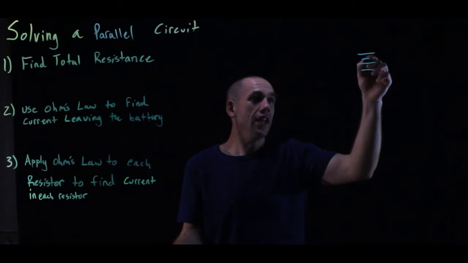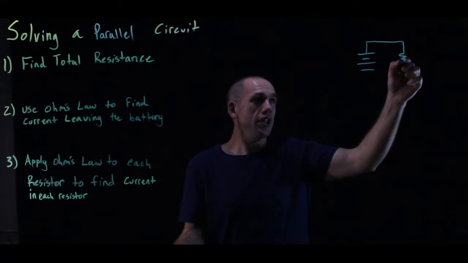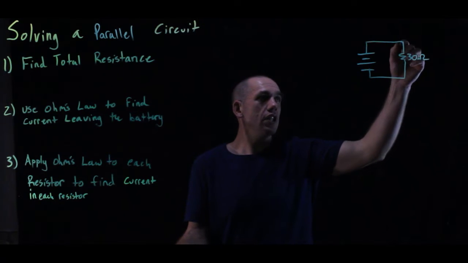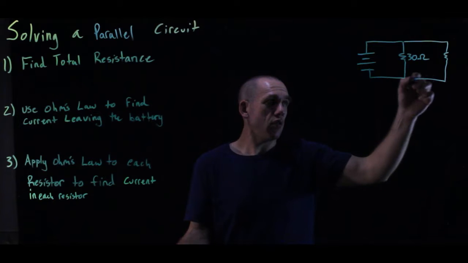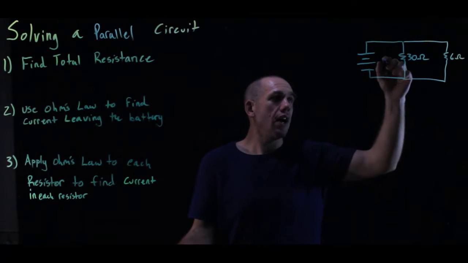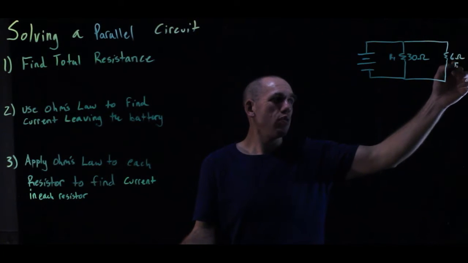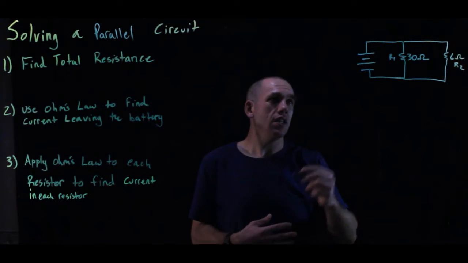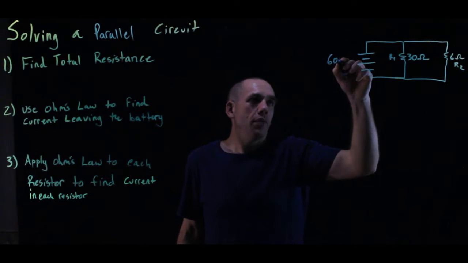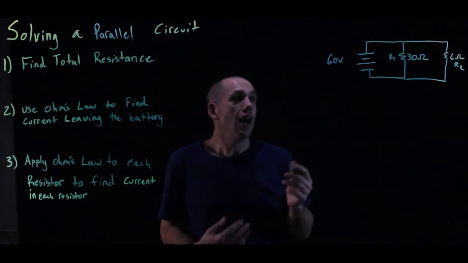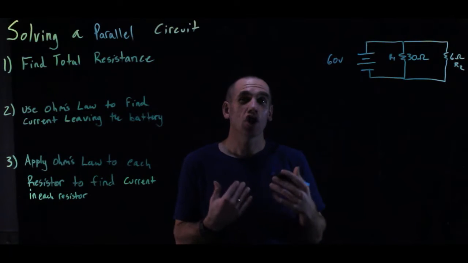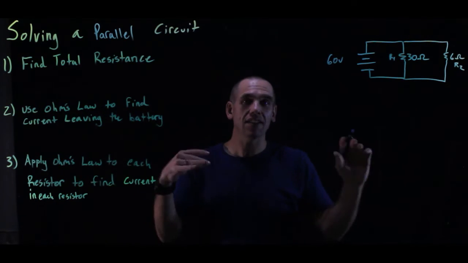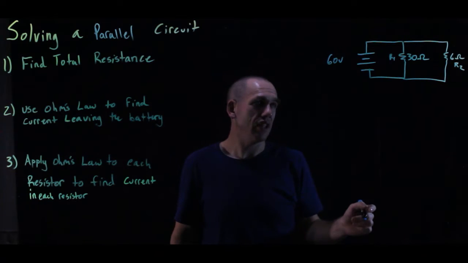We'll draw our battery, and then we'll put in a 30 ohm resistor, and we'll also put in a 6 ohm resistor. We'll call this one R1 and this one R2, and we're going to go ahead and make, say, a 60 volt battery. Sounds sufficient. What we want to do is find the current. We want to find the total resistance so that we can find the current leaving the battery. That's going to allow us to double check everything that's going on.